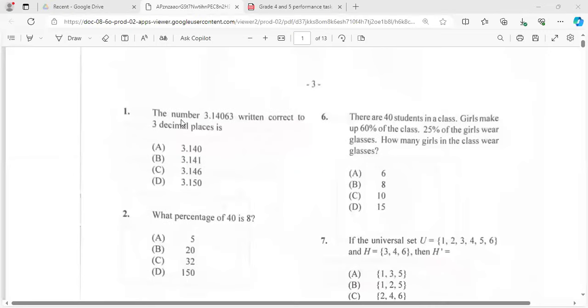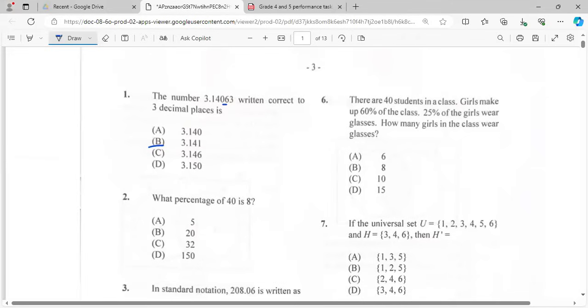All right, the number 3.104063, we're rounding to 3 decimal places. Now it means that 3 numbers must come after the decimal point. So we go to the fourth one, which is the 6, and we add 1. So that would be 3.141.